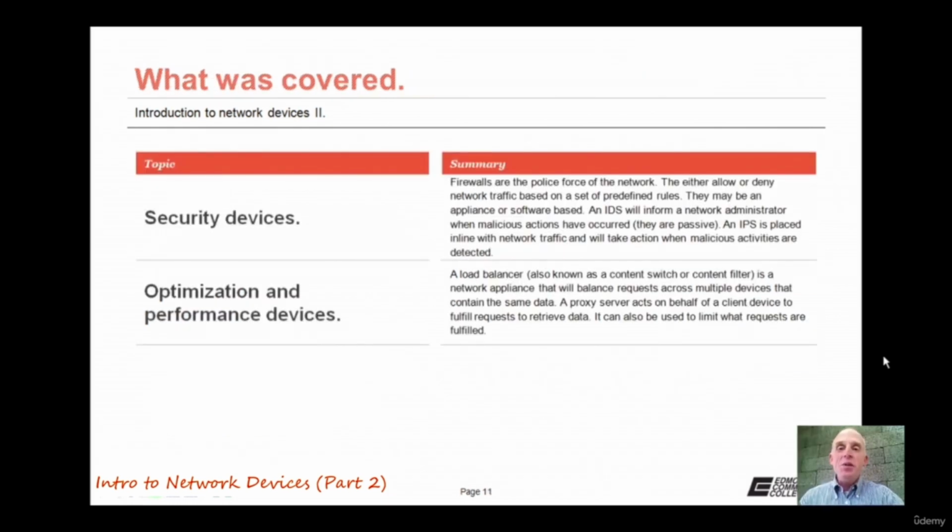Now that concludes this session on the Introduction to Network Devices, Part 2. We talked about some security devices that you may find on your network, and we concluded with optimization and performance devices that may also be present.